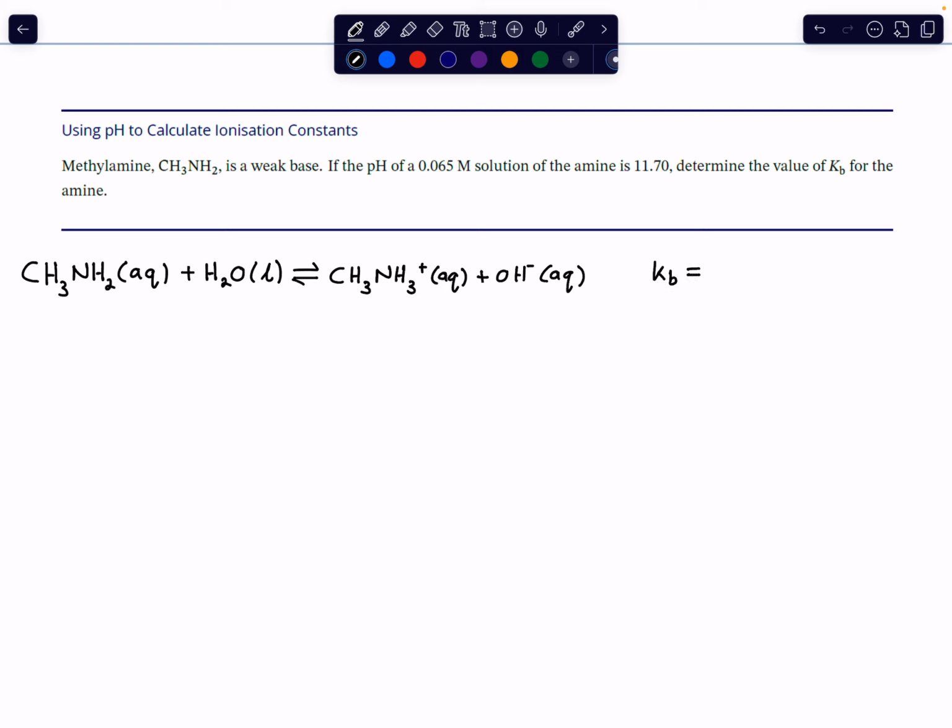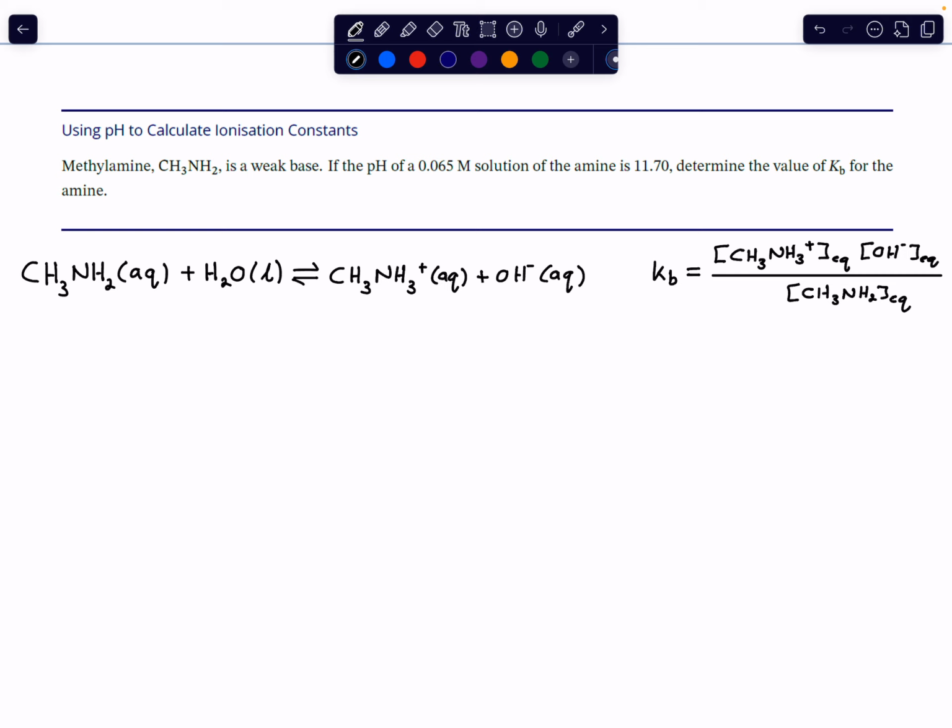So the products are of course CH3NH3+ at equilibrium and OH- at equilibrium, and the CH3NH2 concentration at equilibrium. Water doesn't form part of the ionization constant expression because water is a pure substance, it's a liquid, so it has a value of 1.